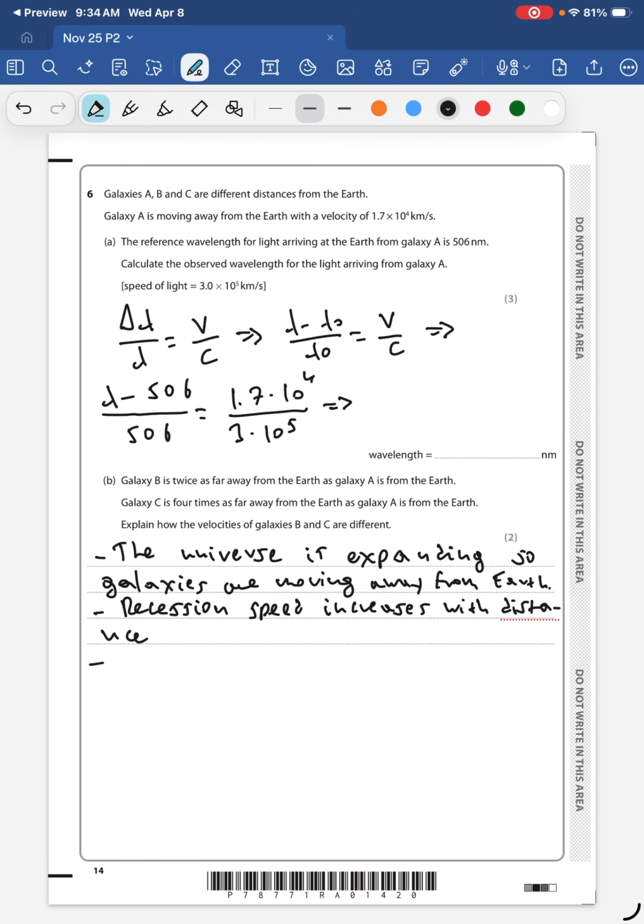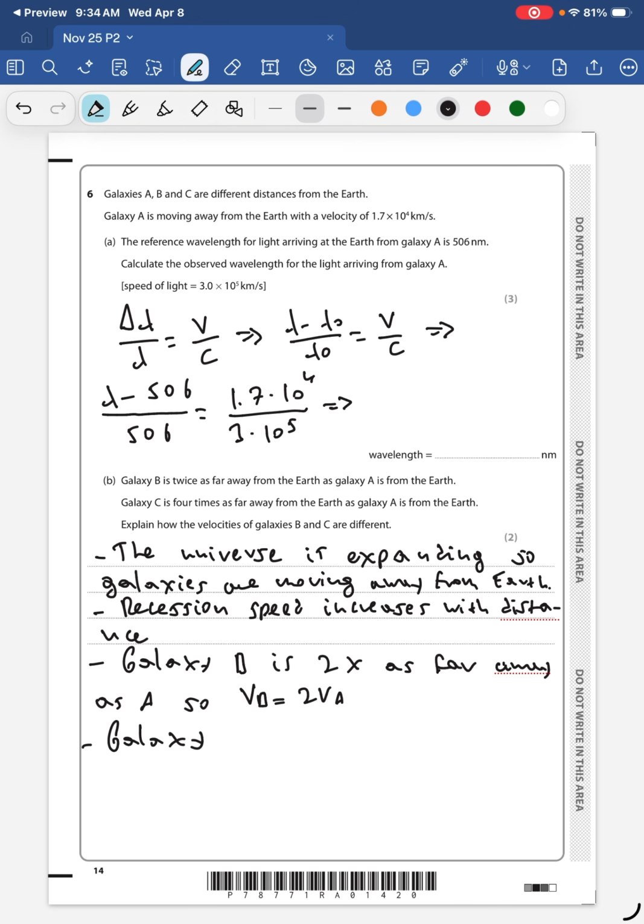Okay. Galaxy B is twice as far away as A. So the speed of Galaxy B is 2 times the speed of Galaxy A. Okay. Galaxy C is 4 times as far away as A. Thus, the speed of C is 4 times the speed of A.